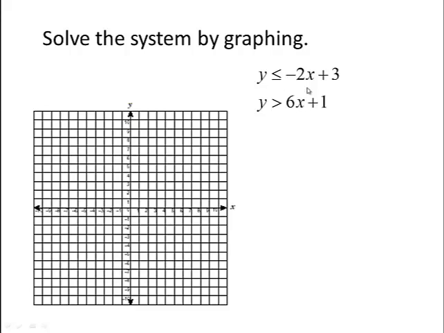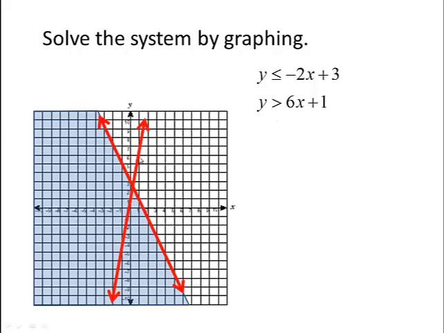Graphing this system, we'll start at the 3 and do a slope of -2. That line looks like that. 3 up 2 back 1. And then on the other one, start at the 1 and the slope of 6. Oh, by the way, this is shaded down because it's less than.